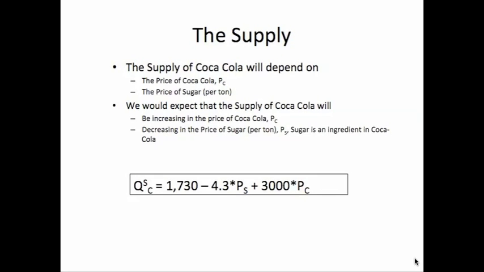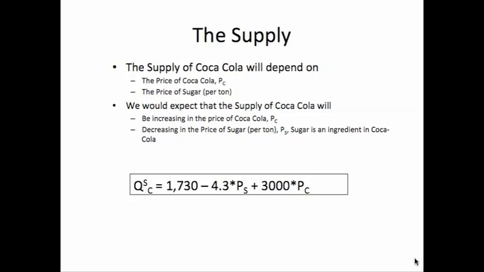The supply of Coca-Cola, as written for us, is going to depend upon the price of Coca-Cola, and increases in the price are going to bring about a bigger quantity supplied to the market. That's a typical expression of the law of supply. It's also going to depend upon the price of a key ingredient for Coca-Cola. Sugar is a very important ingredient to make Coca-Cola. Every can of Coke has sugar in it, and it stands to reason that the price of sugar is going to impact the supply of Coca-Cola in the market.